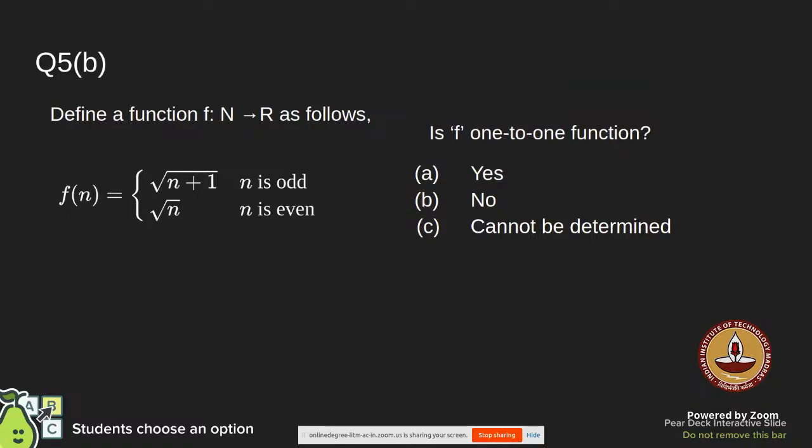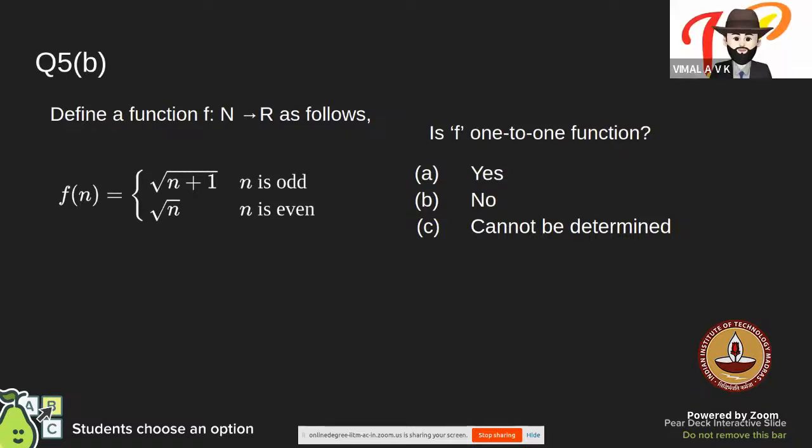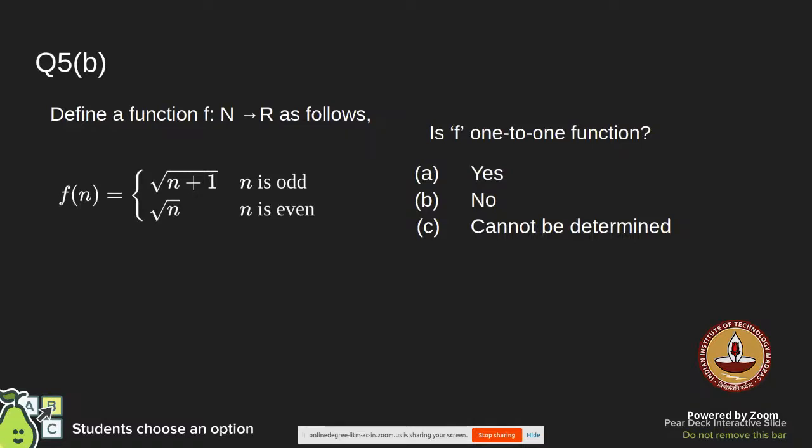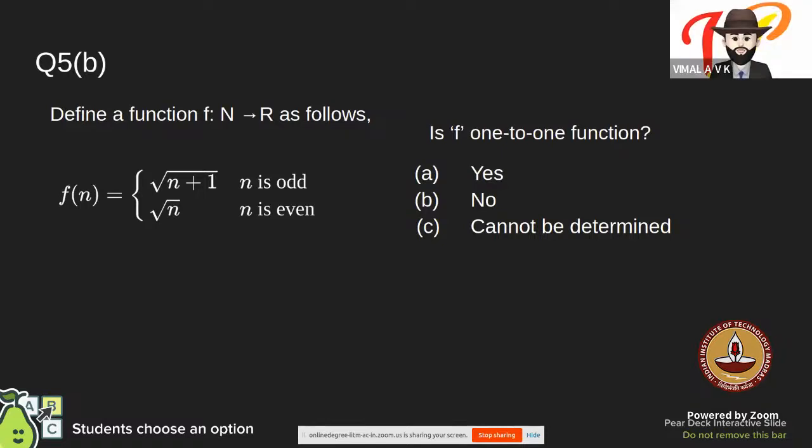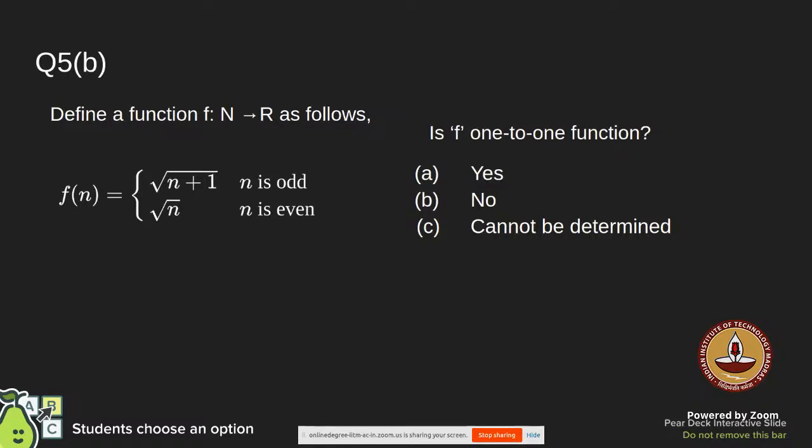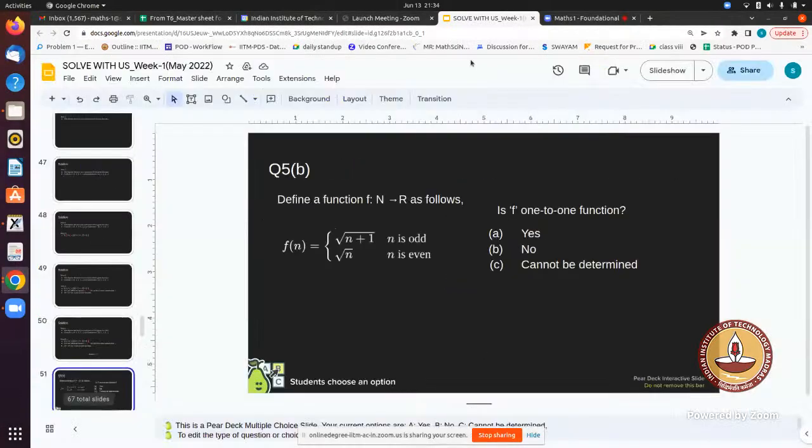Now, someone is asking, is it onto? Suppose I ask, is this onto? Onto is a little bit difficult for this, but still, let's try. Is it an onto function? Yes, sir. Before that, you have to explain why you have said yes. Range is equal to codomain. So what is the codomain of this function? Real numbers.